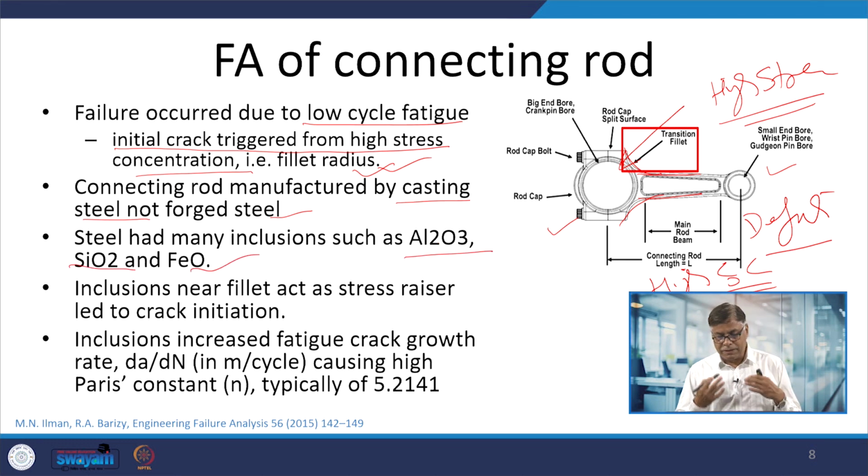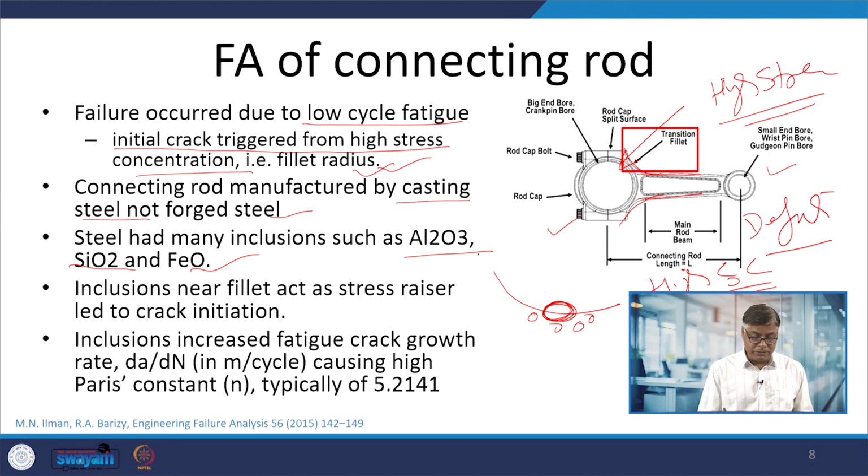iron oxide. So, if these inclusions are present, especially in the high stress areas, say where you have feed marks or an improper fillet due to the machining, and in the vicinity of that we have inclusions, then these simply provide areas of weakness in the area of high stress concentration. This combination, weak areas clubbed with high stress concentration areas, will lead to easy initiation of the crack. So, the inclusions near the fillet act as a stress raiser and promote crack initiation easily.